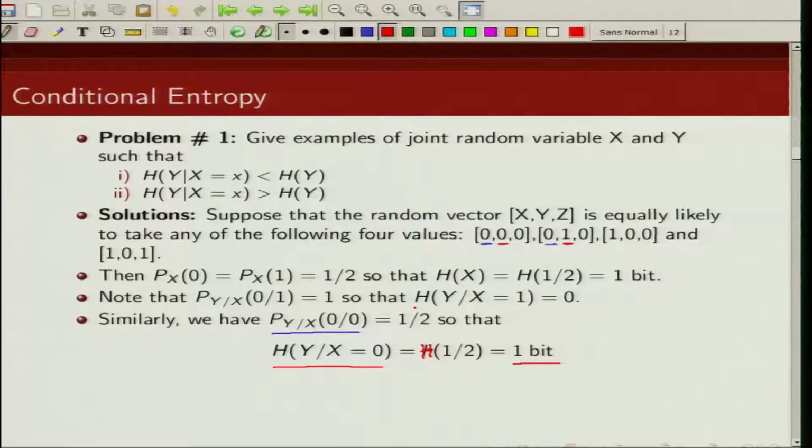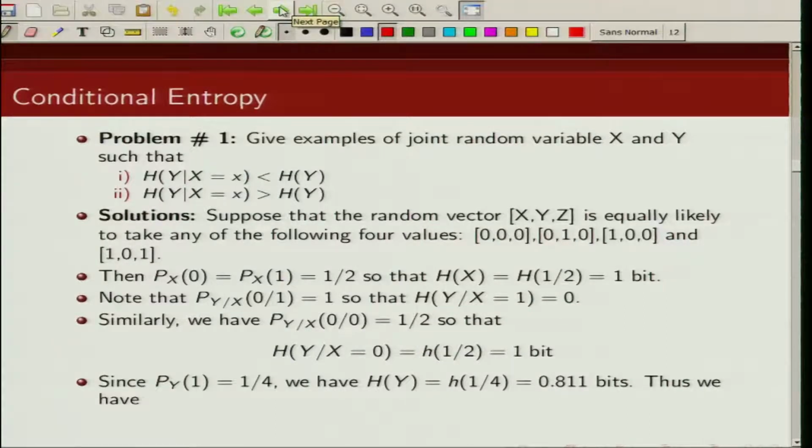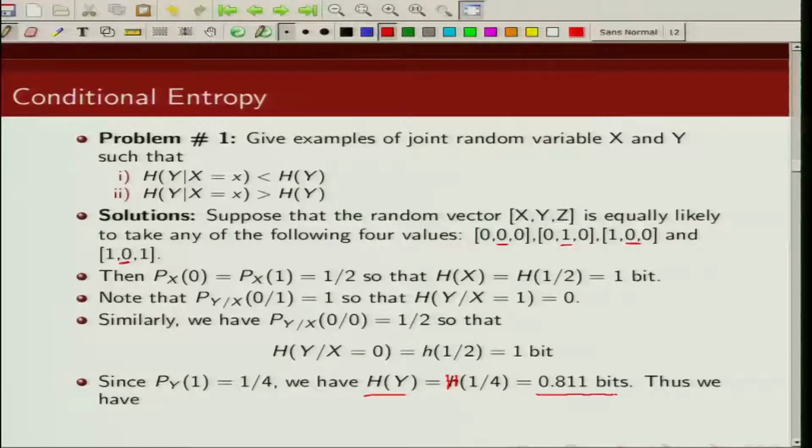So what have we shown so far? We have shown that uncertainty in y given x equal to 1 is 0, and uncertainty in y given x equal to 0 is 1. Now let us compute uncertainty in y. So what is y? Y is 0, y is 1, y is 0, y is 0. So probability of y being 0 is 3 by 4 and probability of y being 1 is 1 by 4. So then what is the uncertainty in y? That's minus 1 by 4 log of 1 by 4 minus 3 by 4 log of 3 by 4, and that comes out to be 0.811 bits. So in this particular example h of y is 0.811 bits.